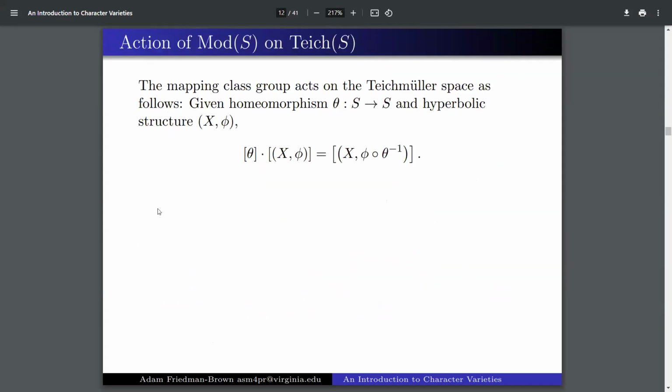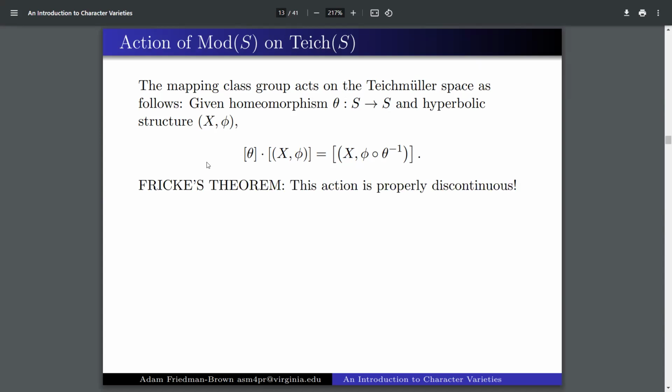So to continue onward, now we can define our action of our group on our space. So the mapping class group acts on the Teichmuller space by this right here. So given a homeomorphism that is a mapping class group element from S to S, and some hyperbolic structure, some representative point in Teichmuller space, the associated action just takes these two and precomposes with theta. So all this does is essentially change the coordinate system. It changes the marking. So the actual hyperbolic surface itself is the same, but with just different coordinates. And the inverse here is just to make this be a left action, to make it be well defined.